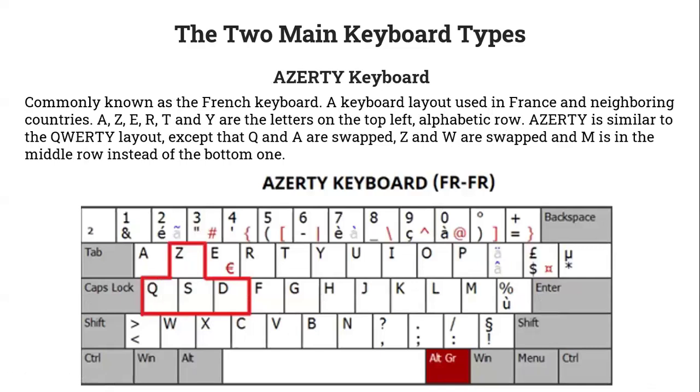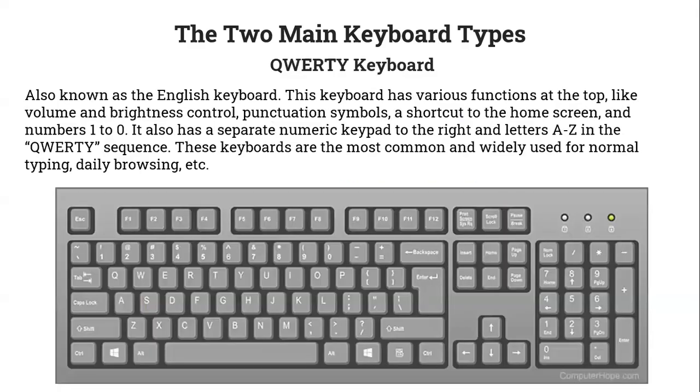So, commonly known as the French keyboard, a keyboard layout used in France and neighboring countries. AZERTY are the letters on the top left alphabetic row. AZERTY is similar to QWERTY layout, except that the Q and A are swapped and the Z and W are swapped, and M is in the middle row instead of the bottom one. So look at something here. What are they saying? They say the Q and A are swapped.